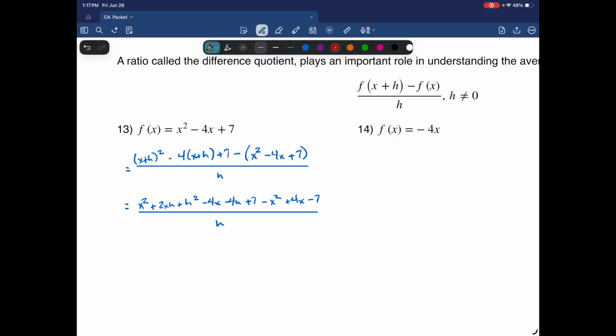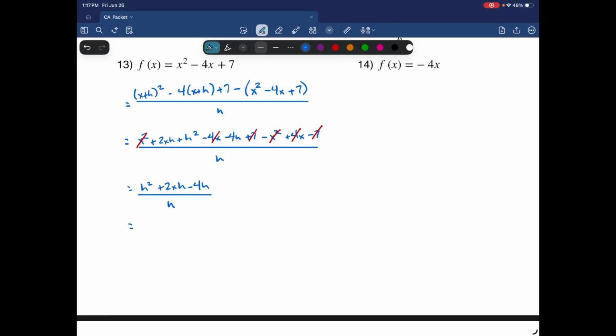All right, see what we can get rid of. I've got a -4x and a positive 4x, a positive 7 and a -7, and an x squared and a negative x squared. Everything that's left has an h in it. So let's do h squared plus 2xh minus 4h all over h. Now, let's take an h out of the top. So I get h times h plus 2x minus 4, all over h. Now I can cancel the h, and my answer is h plus 2x minus 4.